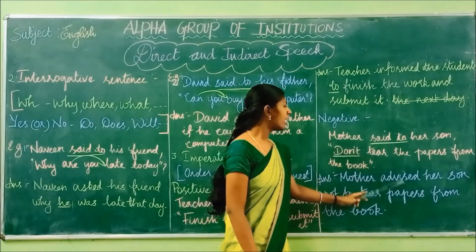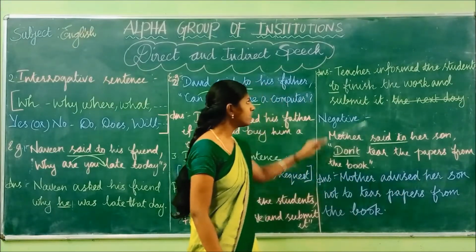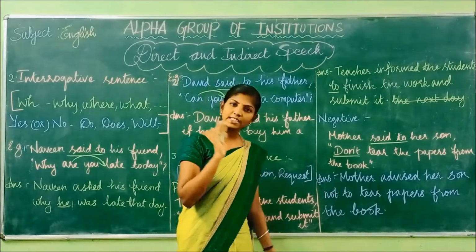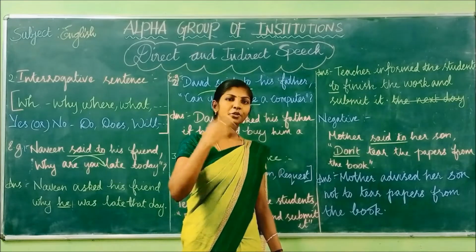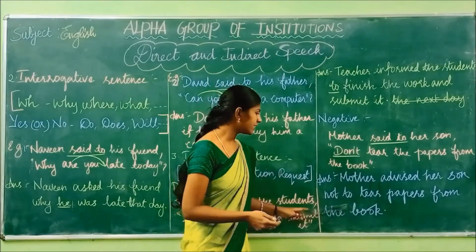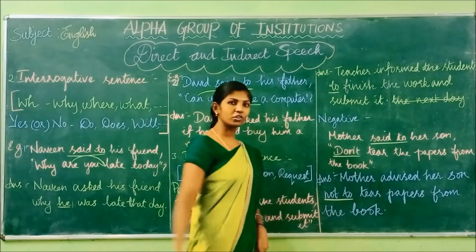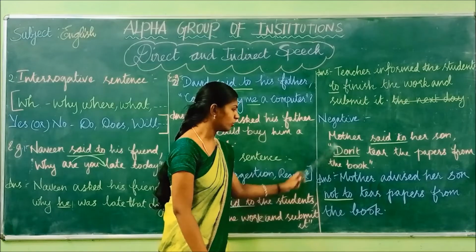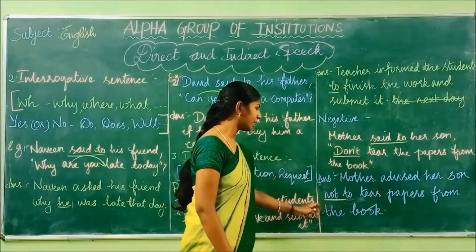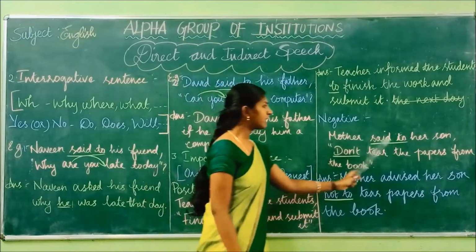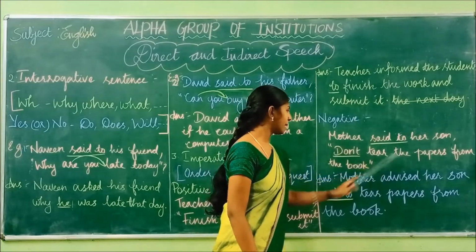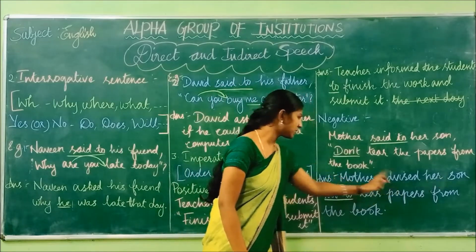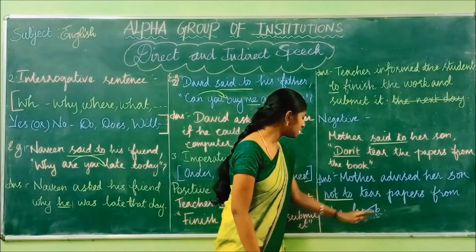So mother advised her son, and here we use "not to". Since it is a negative sentence, in a positive sentence you can use "to", and in a negative sentence you have to use "not to". Understood? So instead of "don't", we are using "not to". So not to tear the papers from the book. Mother said to her son, don't tear the papers from the book. And the answer is, mother advised her son not to tear papers from the book.